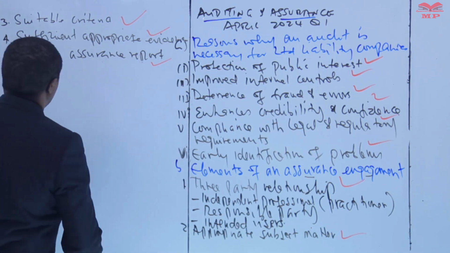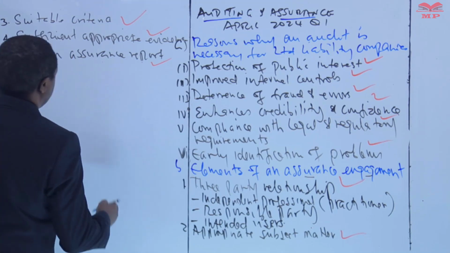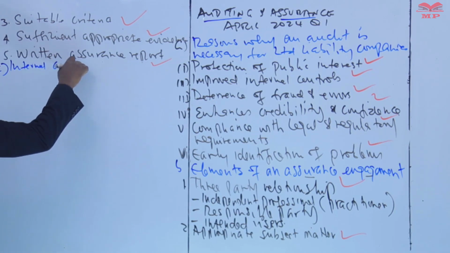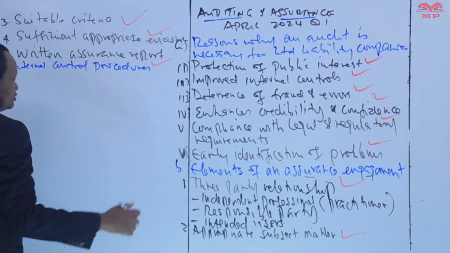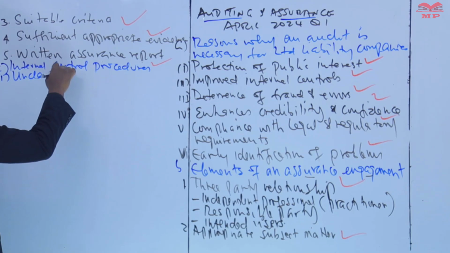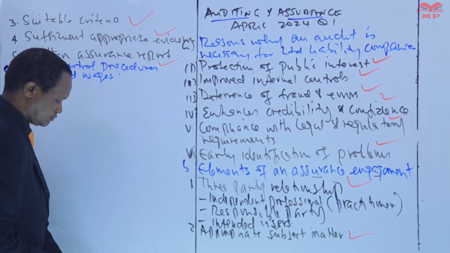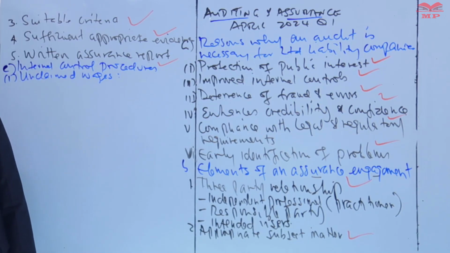Internal control procedures. Part C, internal control procedures. 1, unclaimed wages. Anyone who can attempt that one?